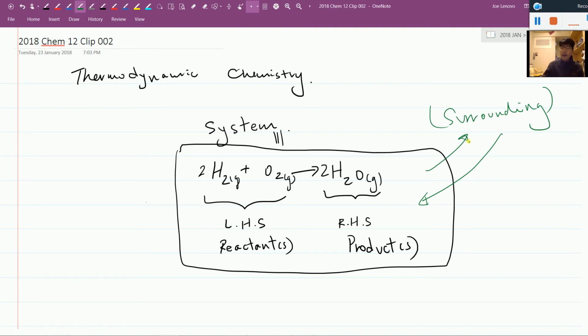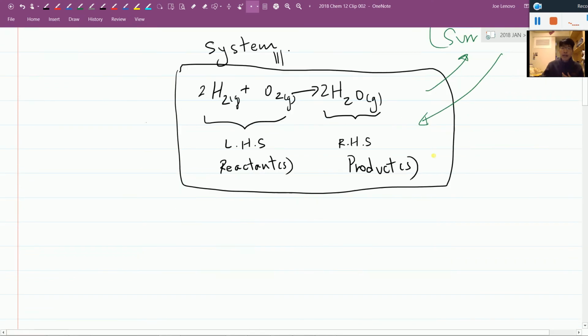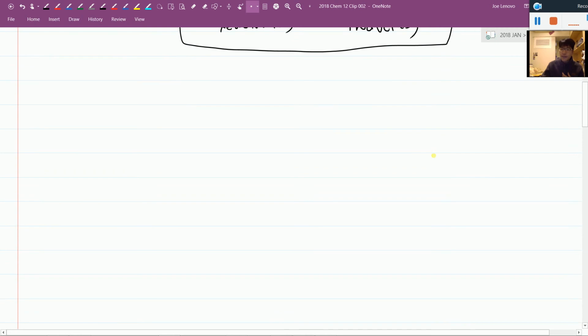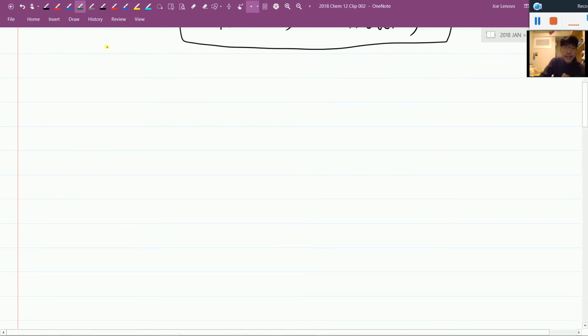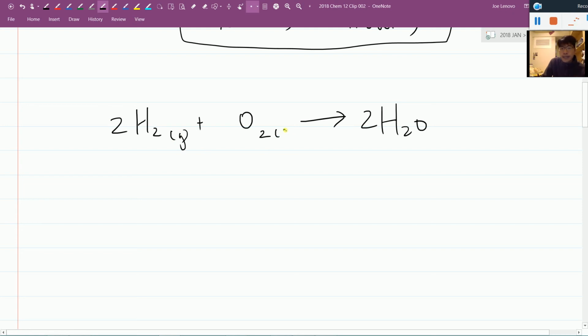So still remember one thing called thermodynamic equations. If I write this equation again, hydrogen gas with oxygen gas going into water, put a 2 there, put a 2 there, then the gas states. So now we've got a complete chemical equation. This is only a chemical equation.